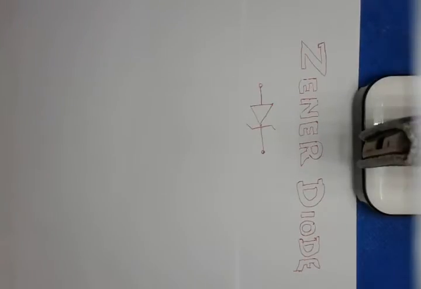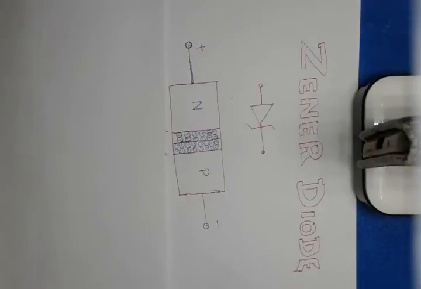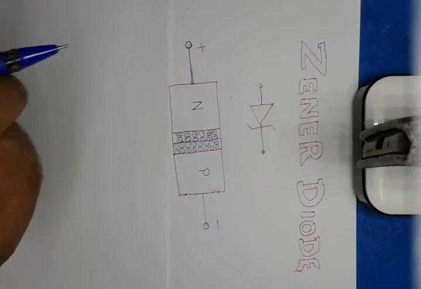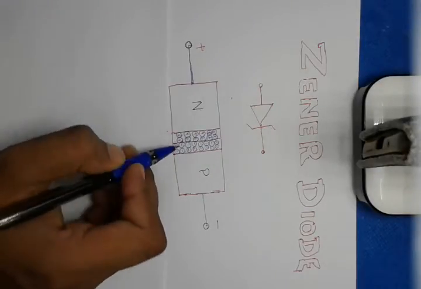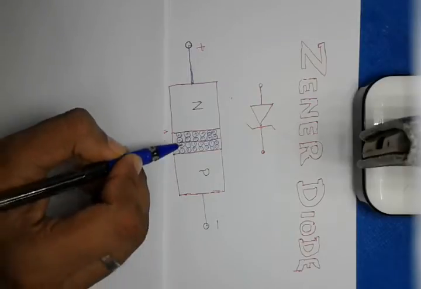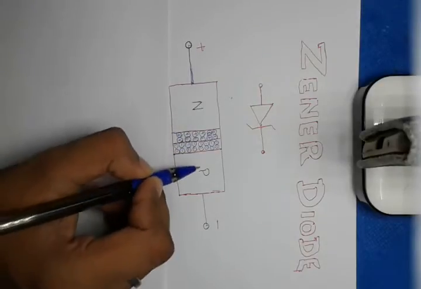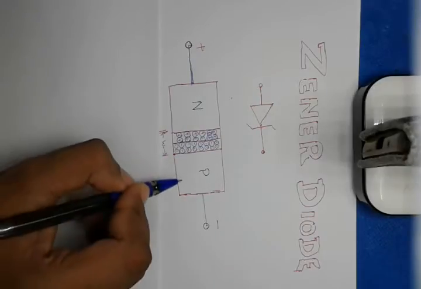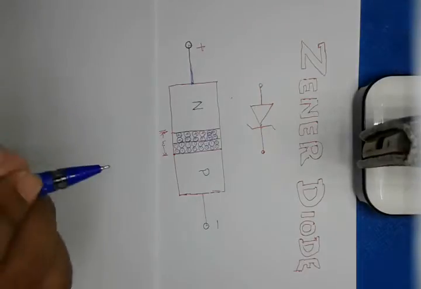Today we are going to discuss the Zener diode. The Zener diode is a special class of diode and it is symbolized like this. It is just a typical diode, but with a speciality. The speciality of a Zener diode is that it is heavily doped at both the P and N sides, and it operates in reverse bias.